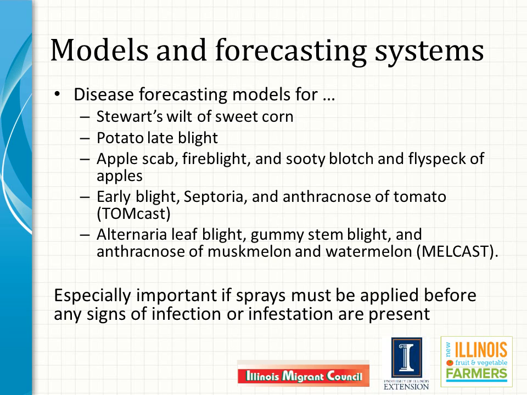Predictive models that help with spray decisions and timing are available for scab, fire blight, sooty blotch and fly speck of apples, for alternaria leaf blight, gummy stem blight, and anthracnose of muskmelon and watermelon, and for the other diseases listed in this slide, or the other crops listed in this slide.